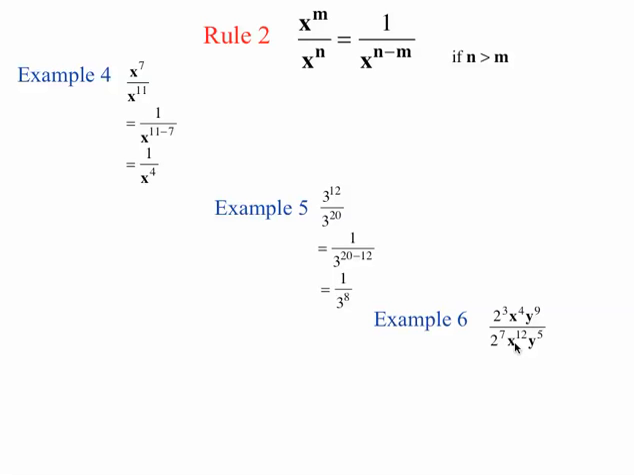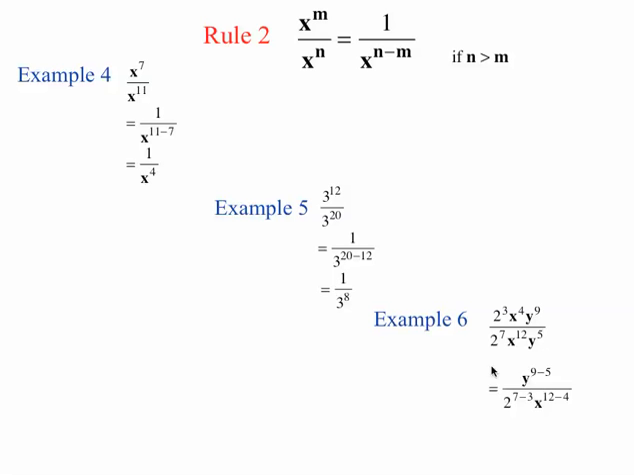Example 6, we have 2 to the 3, x to the 4, y to the 9 divided by 2 to the 7 times x to the 12 times y to the 5. Now this is a bit of a mixed bag because on the bottom we have a larger power with the 2's. With the x's, we have a larger exponent on the bottom. With the y's, however, notice we have a larger exponent on the top. So we're just going to put the answer where the larger exponent is in each case.